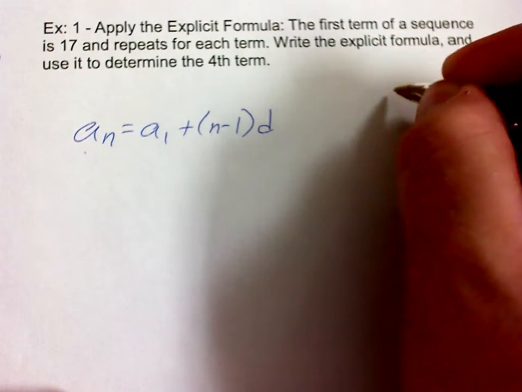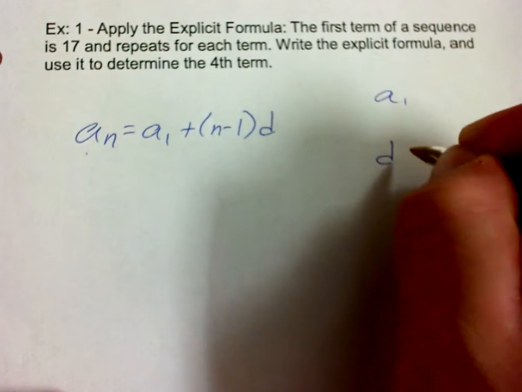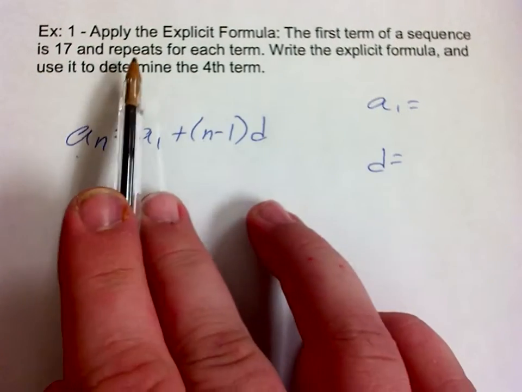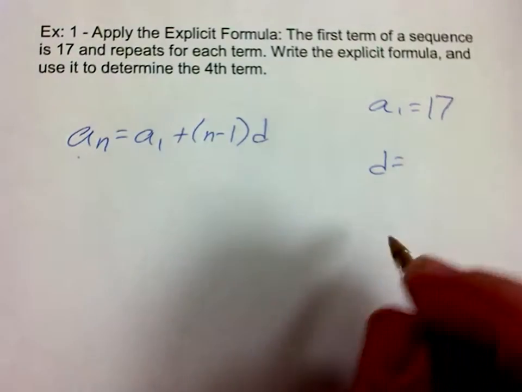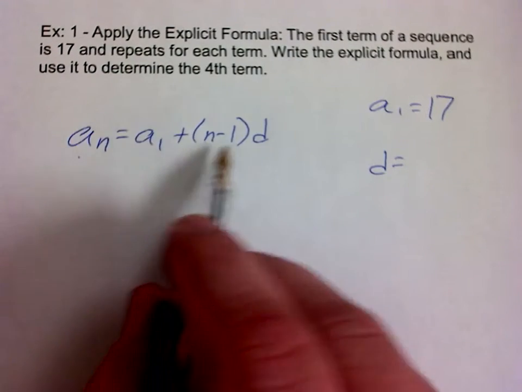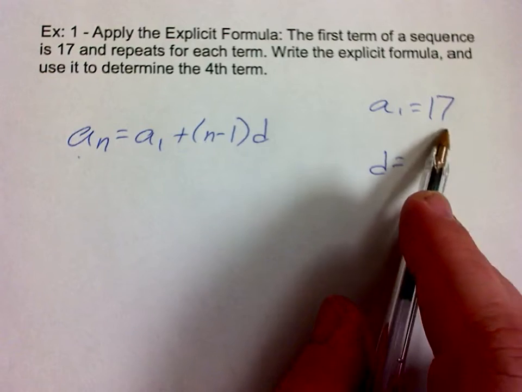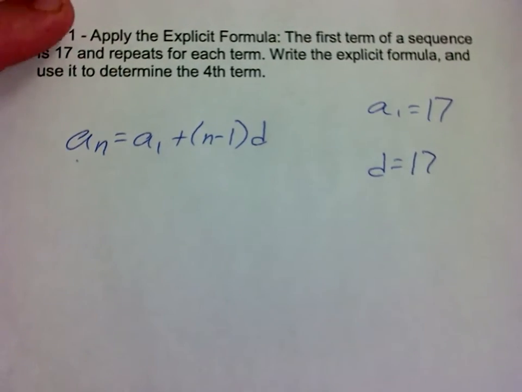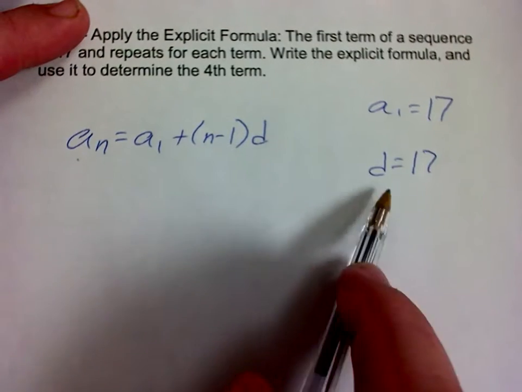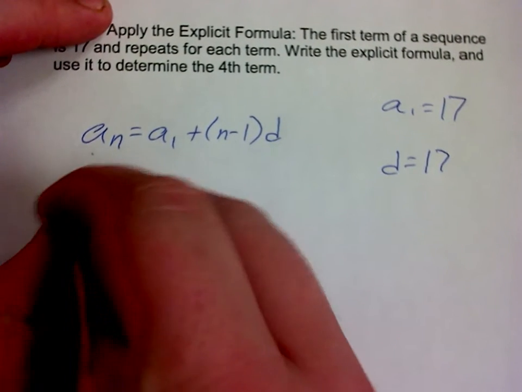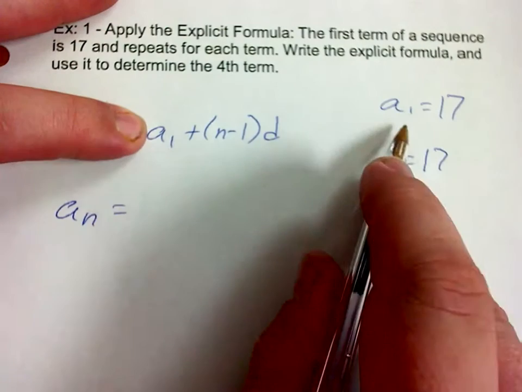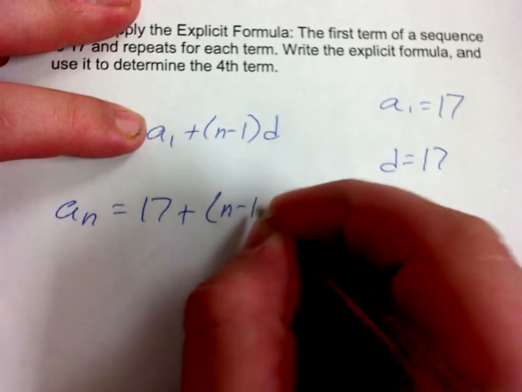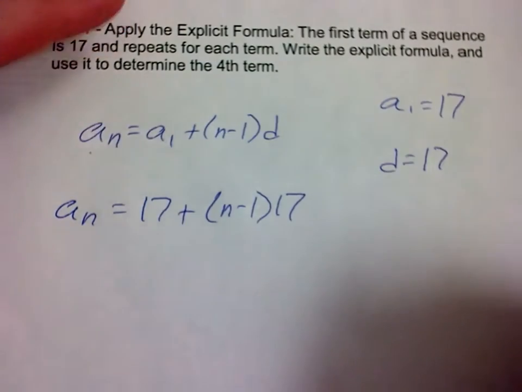All right? Now I'm going to write them over here because we are going to use them in a second for another reason. In this problem, the first term of the sequence is 17. We do know we have 17 there. And it repeats each time. That means we are adding 17 each time. So we start here, add 17 to get the next, add 17 to get the next. And so 17 also is our common difference. Now, all we have to do is plug them in where we see them. So we will end up with a sub n is equal to our initial term, a sub 1, 17, plus, in parentheses, n minus 1 times the common difference, 17.